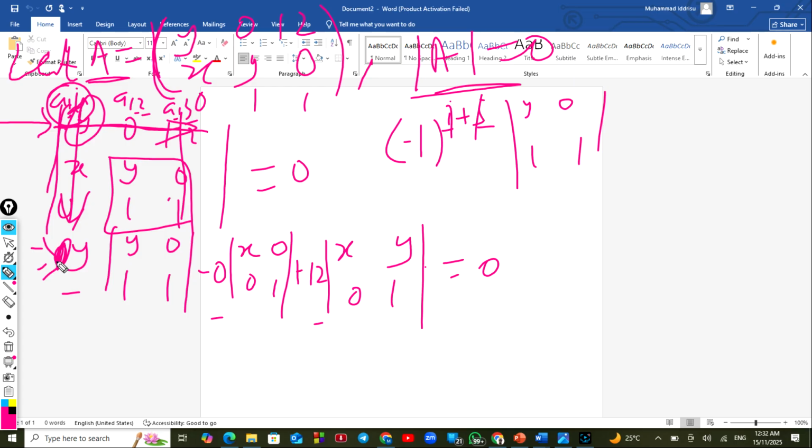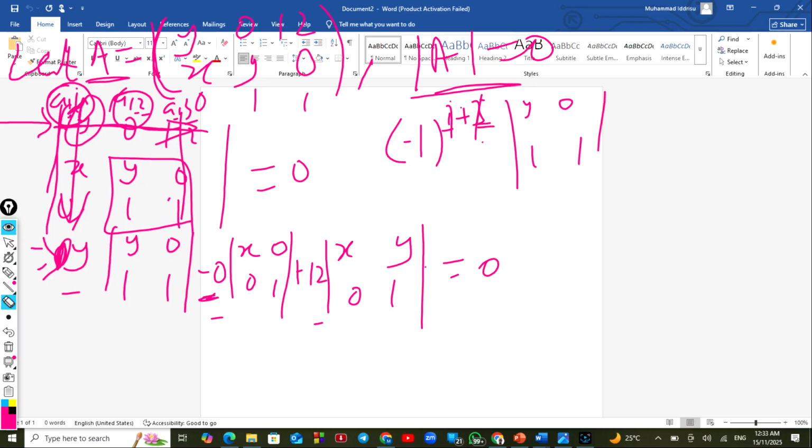And the same thing if you pick the second one here, it's 1, 2, so you see that it will change. 1 plus 2 is 3, and -1 to the power 3 is negative, so you see that the 0 is negated. So that's how the cofactors work.